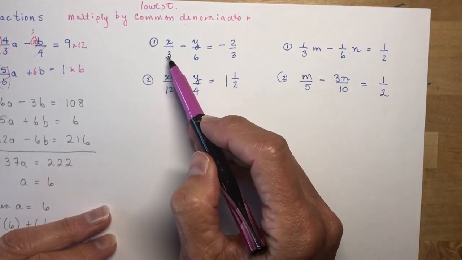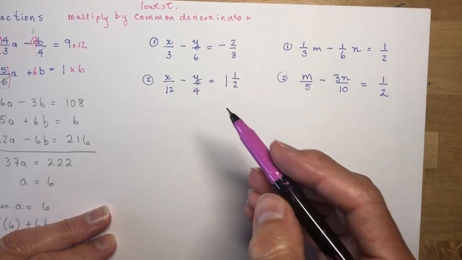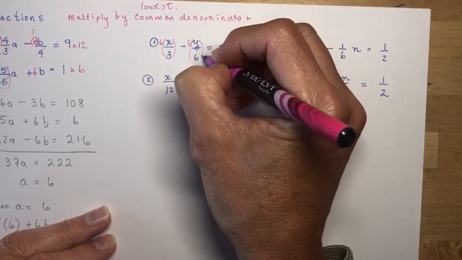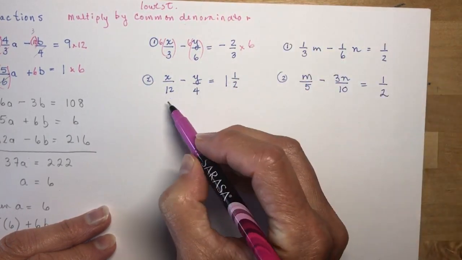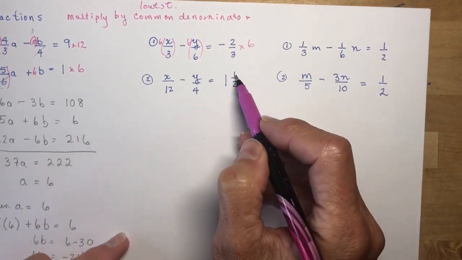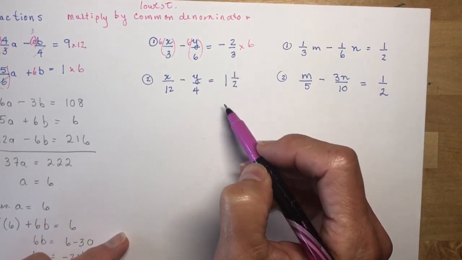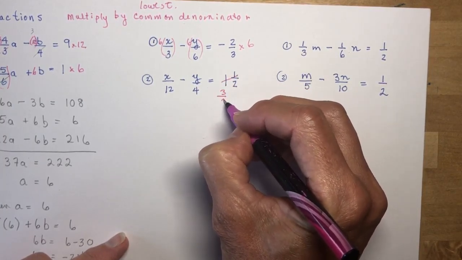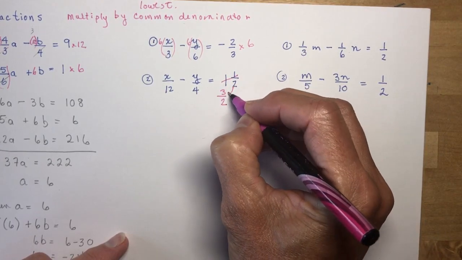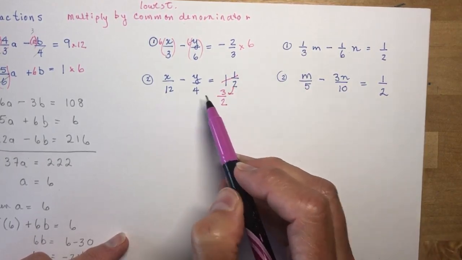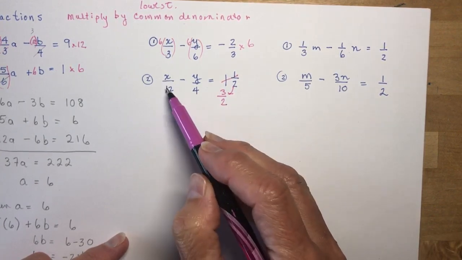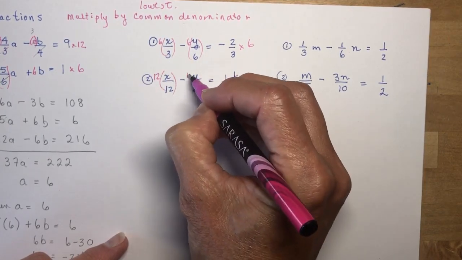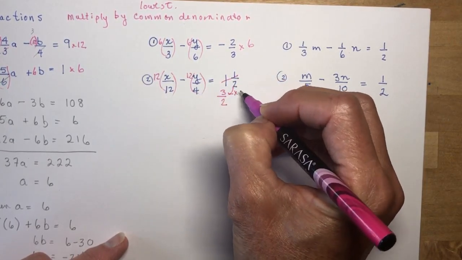So if I wanted to get rid of a 3, a 6, and a 3, I could multiply everything by 6, right? So I'm going to put a 6 here, and a 6 here, and times 6 here. This one, I'm going to have to change this 1 1/2 to an improper fraction. So that's going to be 3 over 2. So let's just rewrite that one, 3 over 2. Okay, so how do I get rid of 12, 4, and 2? Well, 12, right? 4 goes into 12, 2 goes into 12. So I'm going to put a 12 here. I'm going to put a 12 here. And I'm going to multiply this by 12.